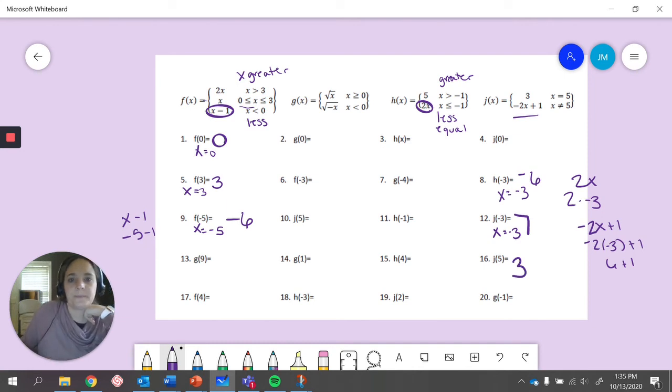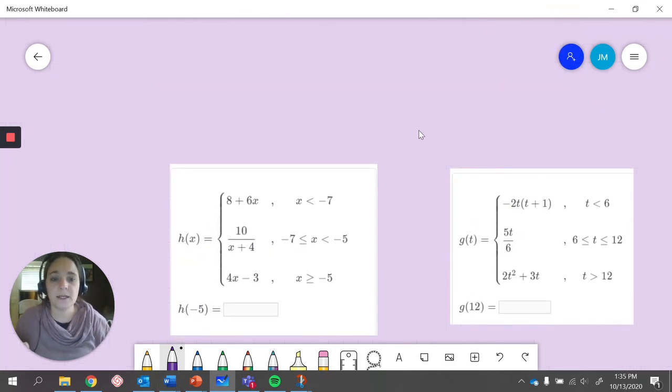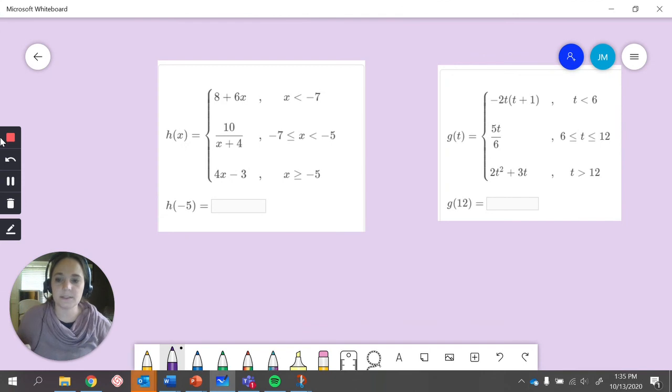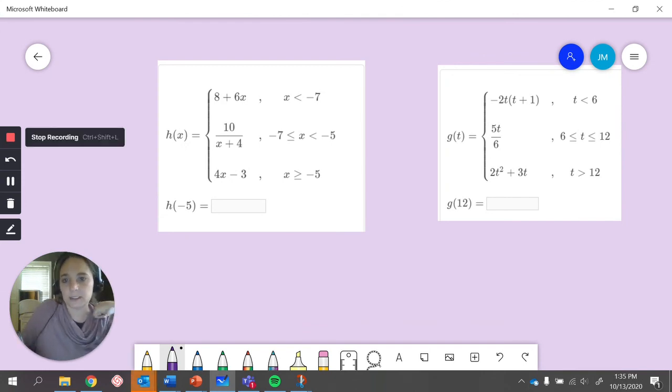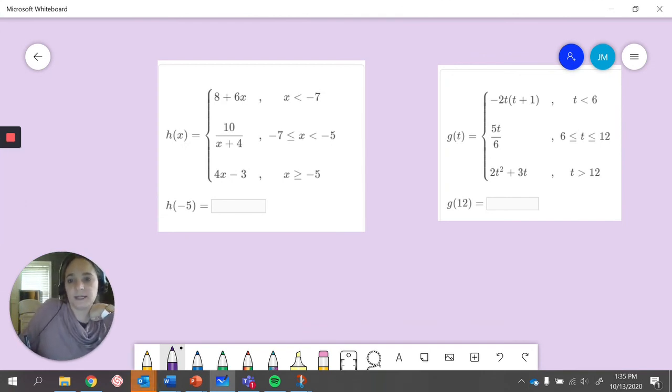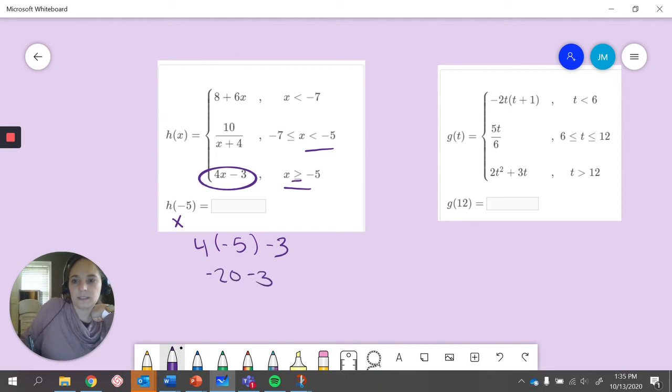All right, so there were quite a few examples of that problem, but let's come down here. These are some Khan Academy example ones. Let me just do a quick one here. So h of negative 5 means your x is negative 5. You have to choose which rule you're going to use. I see negative 5 right there, and if x is negative 5, you want to make sure to have that line there. So we're going to use the bottom rule: 4 times negative 5 minus 3. Negative 20 minus 3, that answer is negative 23.